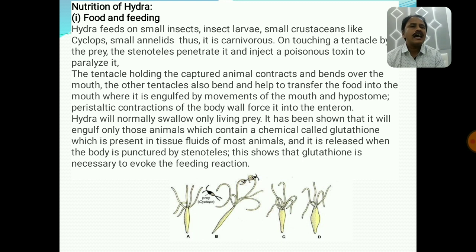Now, Hydra is a carnivorous animal. It feeds on insects, insect larvae, small crustaceans like cyclops, and small annelid larvae. So it is a carnivorous animal. With the help of the tentacles, the prey is captured by paralyzing it. The tentacles inject a poisonous substance into the prey and the prey is paralyzed. Such paralyzed prey is brought towards the mouth, and from the mouth it is pushed into the gastrovascular cavity.